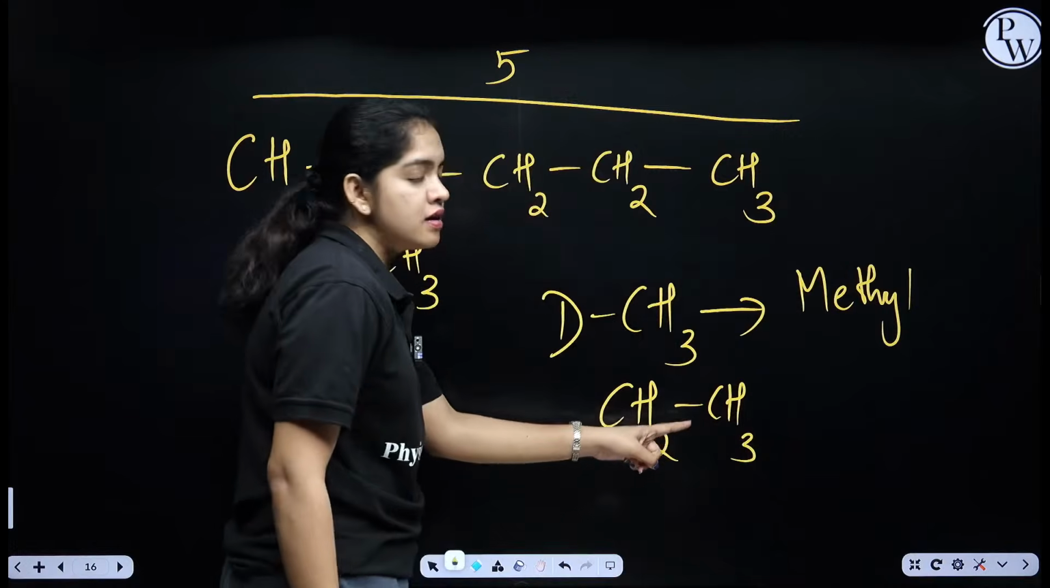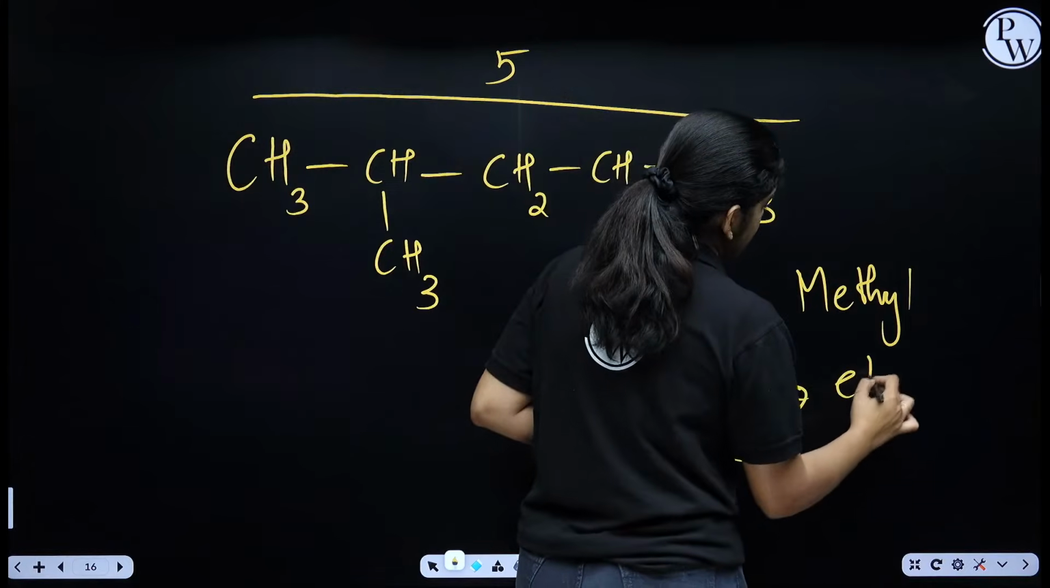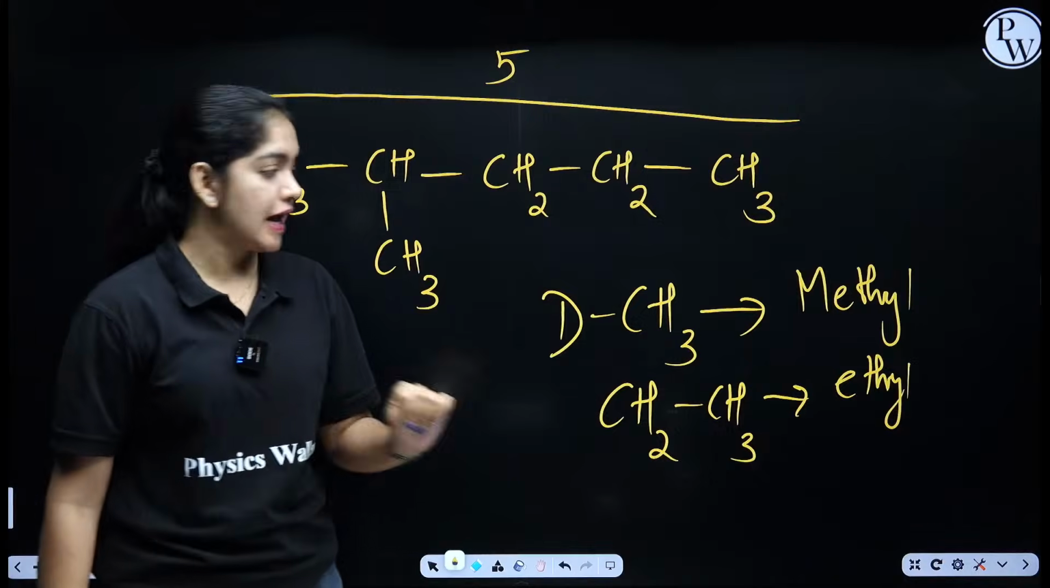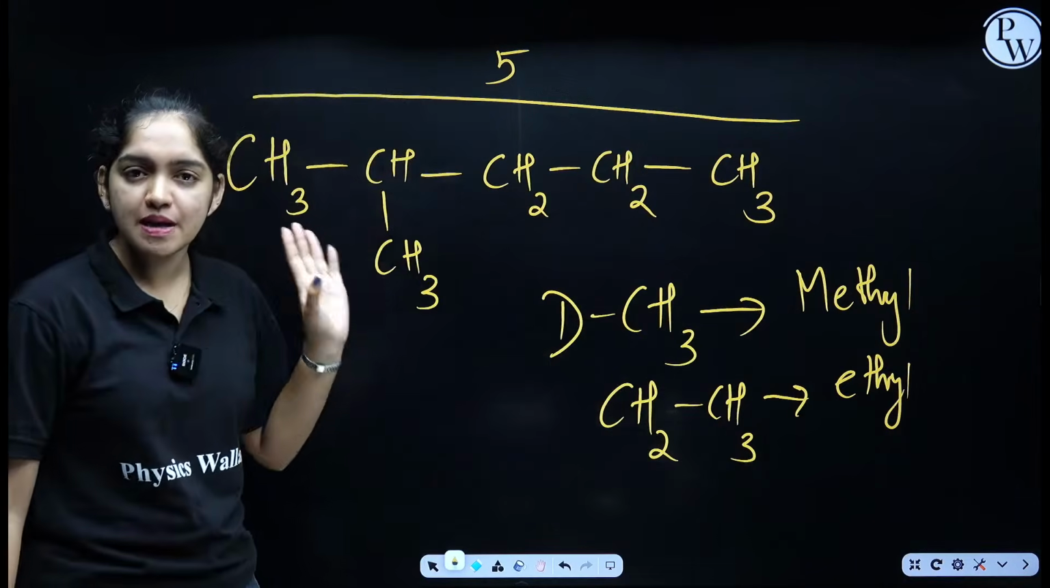If 2 carbons are there, what is the name? 2 carbon, it is eth, that is ethyl. If 3, it will be propyl. If 4 is there, it will be butyl. So first learn the two main things, that is methyl and ethyl group. So CH3 group is known as methyl group.